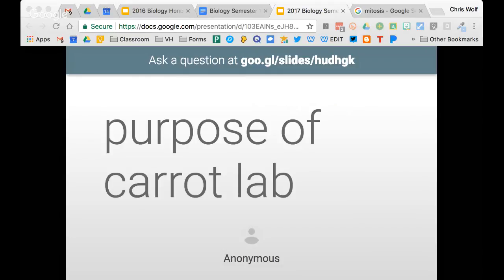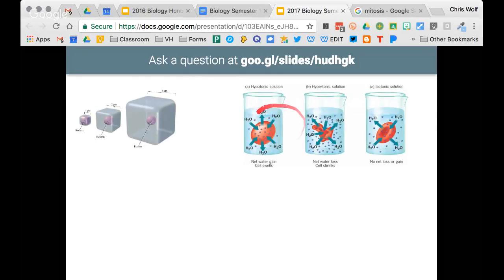Purpose of the carrot lab, I'll do that real quick. The purpose of the carrot lab was to understand that when a cell gets bigger, it's gaining water through osmosis. When a cell gets smaller, it's losing water. And so we were able to discover this idea of cells getting bigger when they're in a low concentration solution, and cells getting smaller when they're in a high concentration solution. So in our lab, in the 0% solution, the carrot gained mass. In the 20% sugar solution, the carrots lost mass. That was the purpose of that lab.